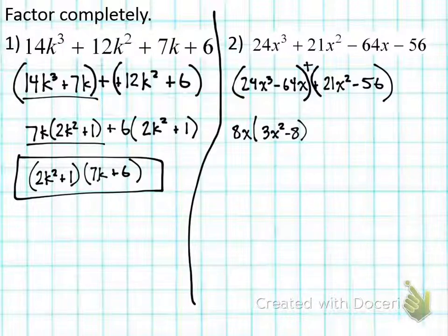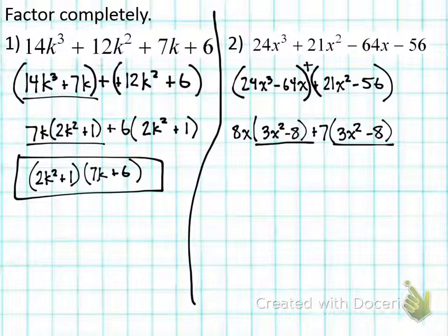Then we have in the second term, what can I factor out? I could factor out a 7, a positive 7. So 7 times 3x squared, and then 7 times negative 8 is negative 56. I know it's working because what are you noticing again? I have 2 of the common factors again that are available. So these 2 common factors, I'm going to bring them down.